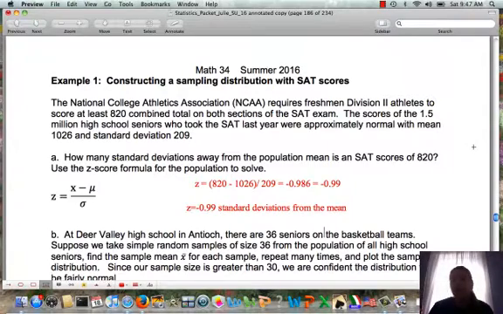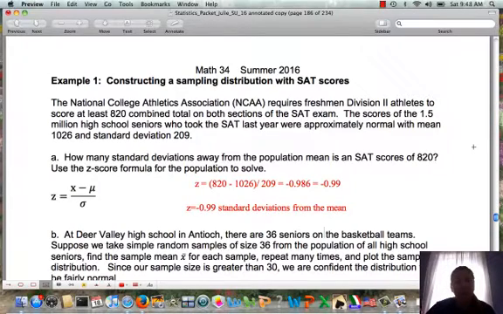The National College Athletics Association, NCAA, requires freshman Division II athletes to score at least 820 combined total on both sections of the SAT exam. The scores of the 1.5 million high school seniors who took the SAT last year were approximately normal, with mean 1,026 and standard deviation 209.